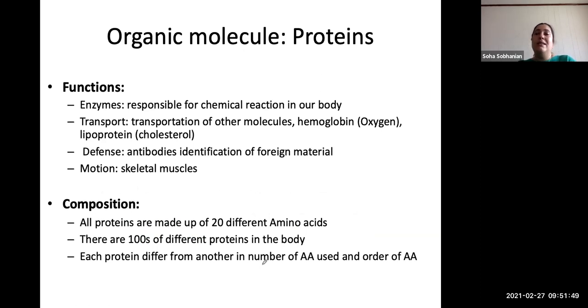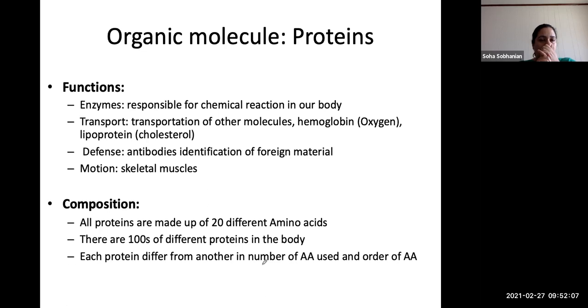So now let's connect the DNA to protein. We talked about DNA, we said that it's genetic information. It helps us as a blueprint for proteins. And now we're going to look at the protein and connect these two concepts together.